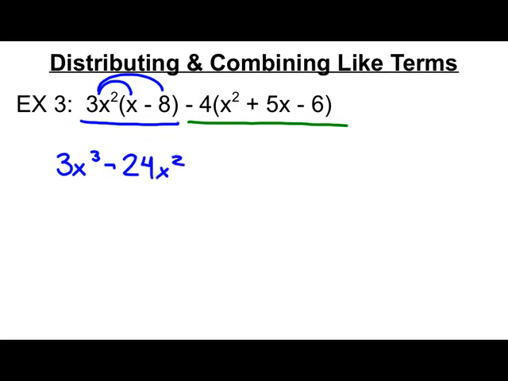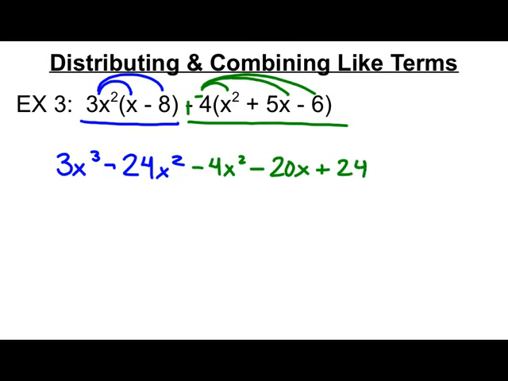The x squared tags along. Now when you do the 4, realize it's a minus 4. So for some of you, it might be helpful to change it to plus a negative 4. So we're going to distribute a negative 4 through so we don't forget the negative. Negative 4 times x squared is negative 4x squared. Negative 4 times 5x is a negative 20x. And a negative 4 times a negative 6 is a positive 24.